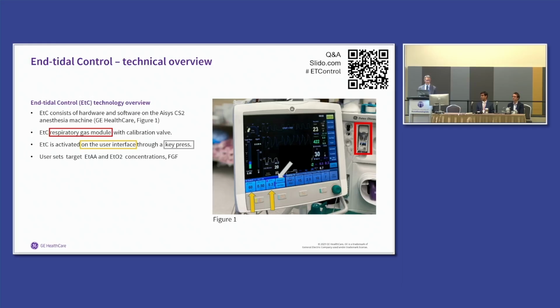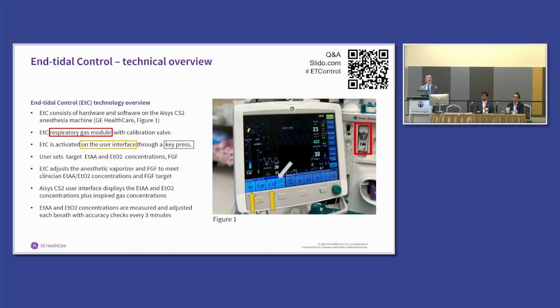If you look at the user interface and what the clinician is seeing while using end tidal control, this is a combination software and hardware application on the machine. There's a gas module highlighted in red that's specific for end tidal control. On the user interface, it's pretty straightforward. If you've used a GE Healthcare workstation before, these are going to look like familiar keys to you. Those are highlighted there, some of the settings you're going to use for end tidal control for your oxygen and anesthetic. And also, with the gray arrow, there's a key press to start using the technology.